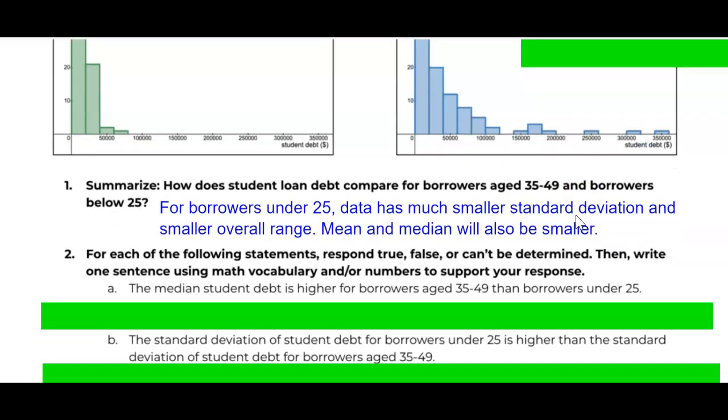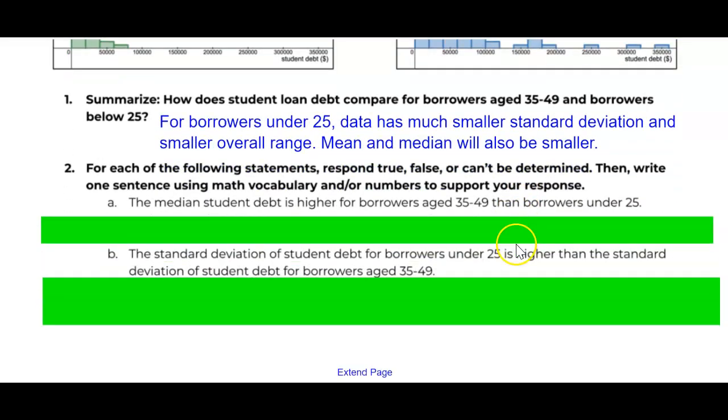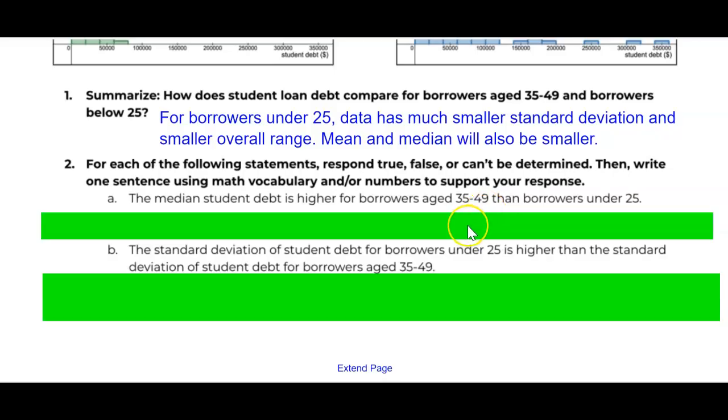Then write one sentence using math vocabulary and/or numbers to support your response. So there's 2 statements here. Let's do these 2. We'll get to the other page in a minute, but do these 2 first. Pause here and try to write true or false for each and give a supporting reason.